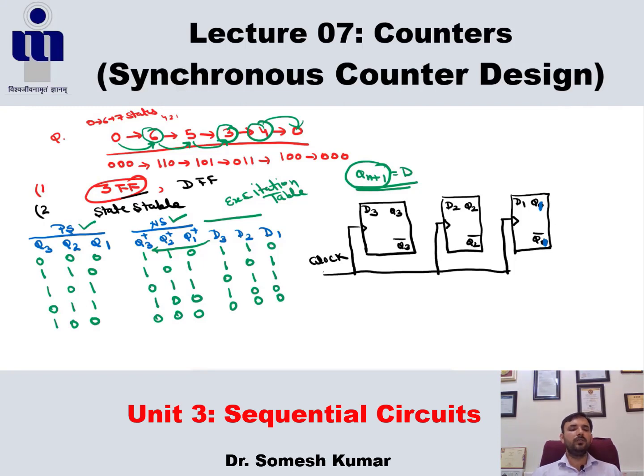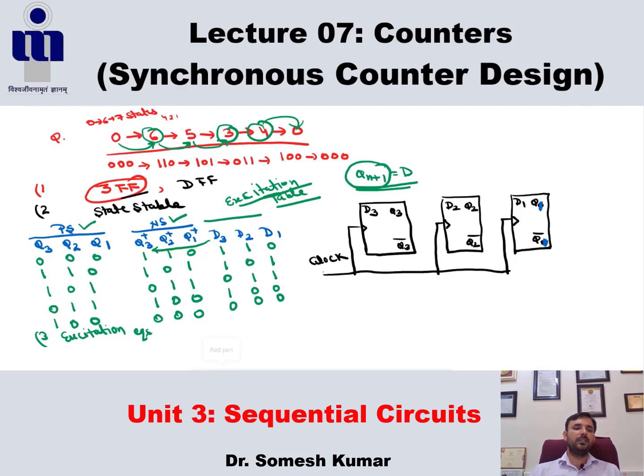Fine. So we can use other flip-flops. In other flip-flops, the excitation table changes. Fine. This is the only difference. Here I am taking the D flip-flops for simplicity. Fine. So next step is basically we have to write the excitation equation. Third step is excitation equations. Fine. So how to write the excitation equation?